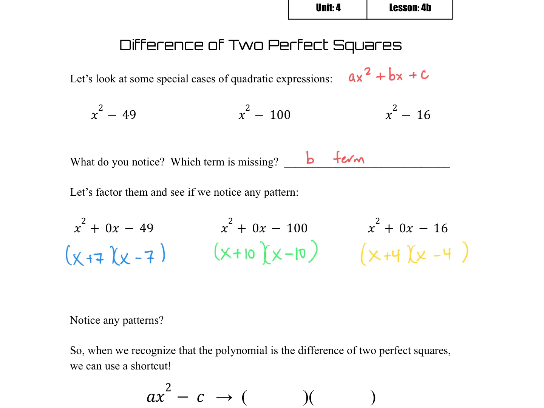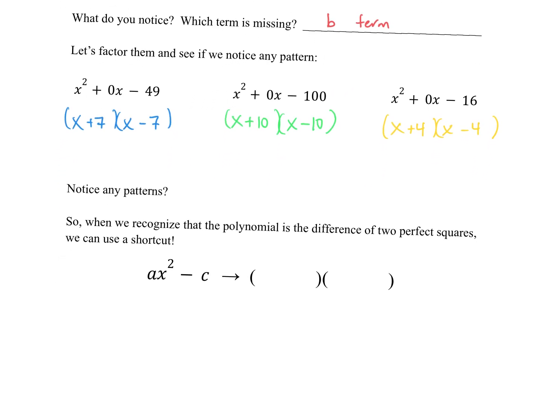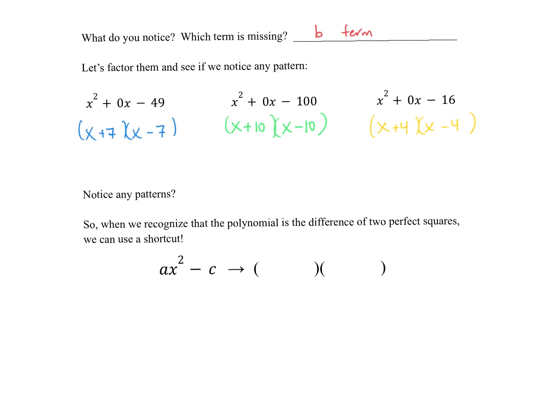So what sort of patterns do we notice here? You should notice that in each of these cases, inside the parentheses is one positive and one negative, and it's the same number in both cases, and it turns out that number is the square root of those numbers. Okay, so let's take a look here.